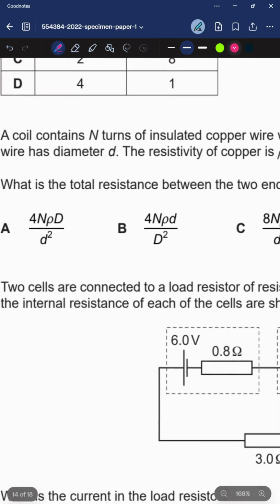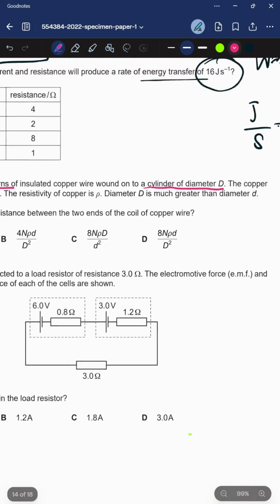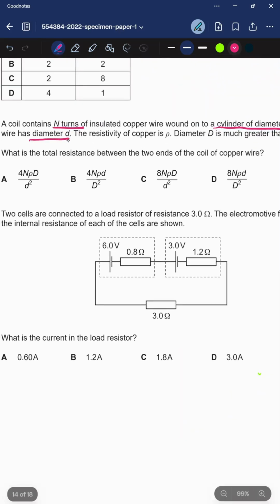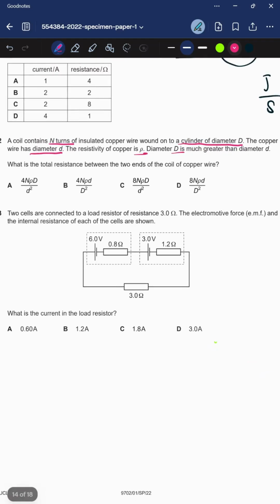A coil contains n turns of insulated copper wire wound on a cylinder of diameter D. The copper wire has diameter d. The resistivity of the copper is rho, and the diameter D is much greater than the wire diameter d. Right, so there are two d's, capital D and small d.